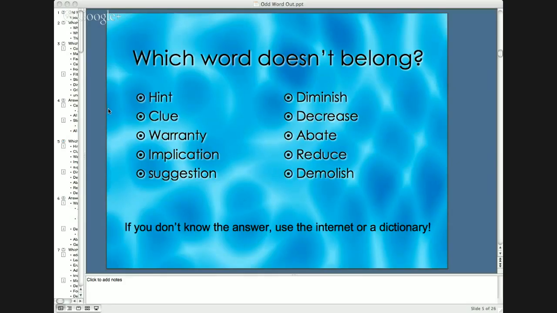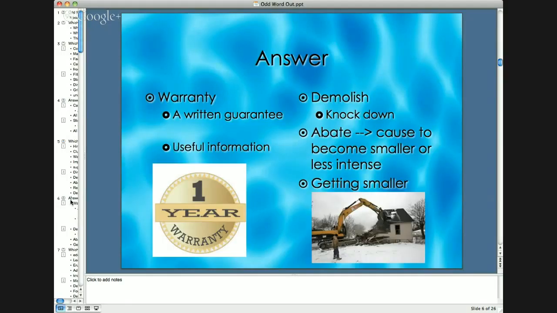Okay. So which word doesn't belong? The answer is warranty. This is a written guarantee. A lot of the time we use this for when we buy something expensive like furniture or maybe a new appliance. It will say, you are guaranteed that this will work for at least 1 year or 2 years or 3 years or whatever it is.